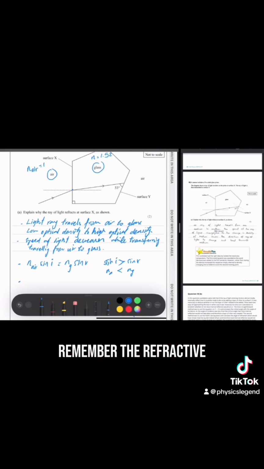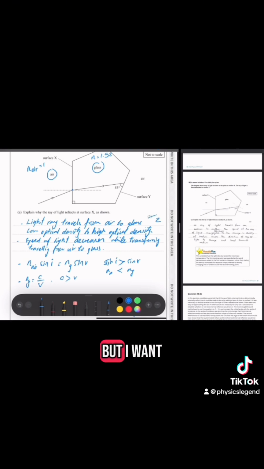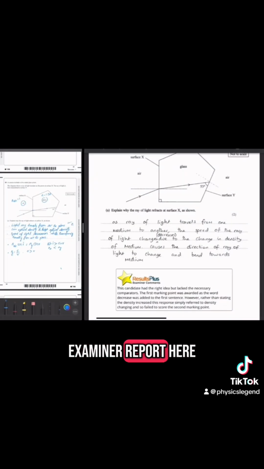Remember, the refractive index is the ratio between the speed of light in vacuum and the speed of light in the medium. So the speed of light in the air is more than the speed of light in the glass. So C is greater than V. So the refractive index of the glass is the ratio between the speed of light in medium 1 to the speed of light in medium 2, which is the glass. So I get the 2 marks, but I want to draw your attention to the examiner report here.